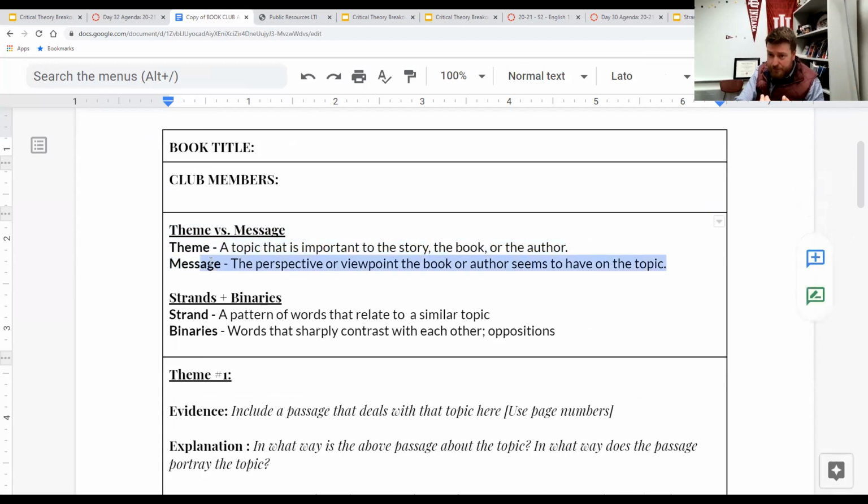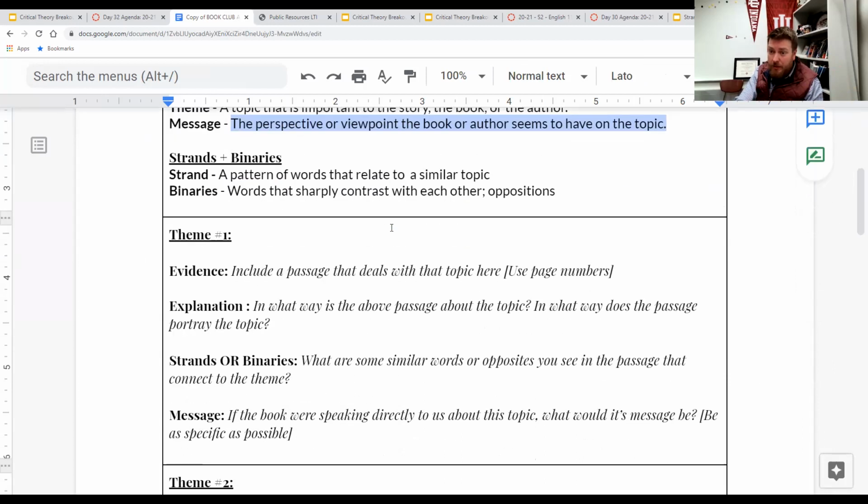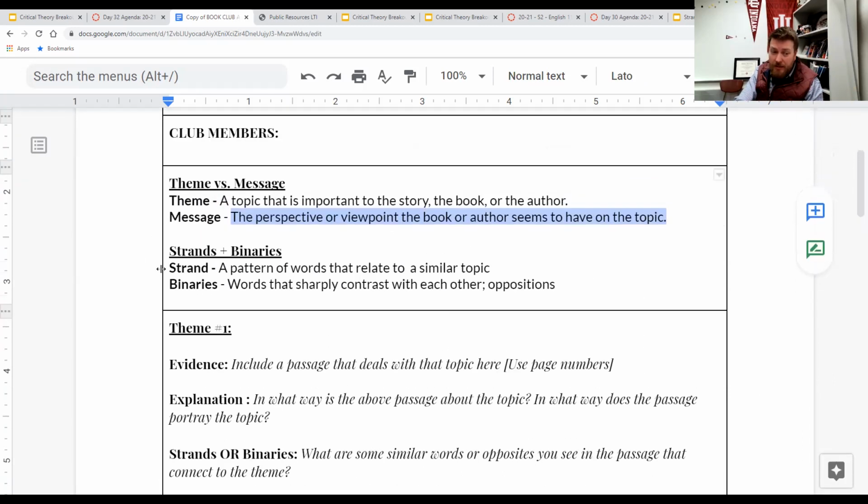The message, however, is the perspective or viewpoint that the book seems to be making about the topic. Now, there's a lot of ways we could do that, but one important way is to look at the words the author uses to describe the topic. Are they overly negative? Are they overly positive? Are they flippant? Are they sarcastic? Are they critical? What kinds of words do they use to describe that?